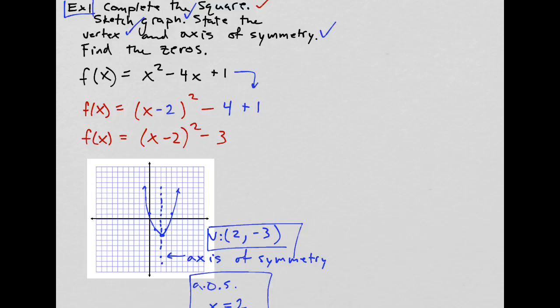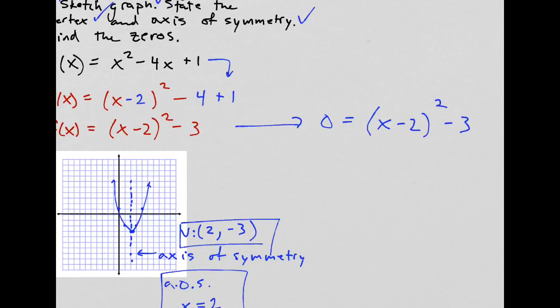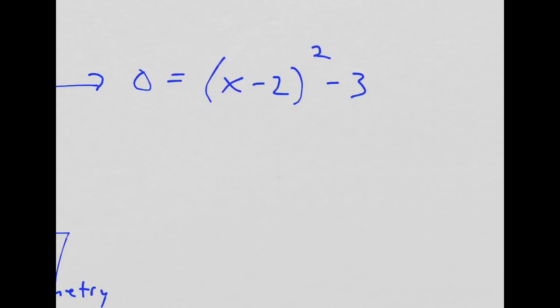F of x, right? So I'm going to take this, and I'm going to change this into 0 equals x minus 2 quantity squared minus 3. So I have this. Are we okay so far? I'm finding the x-intercepts. You find the x-intercepts by making y 0. And then I'm going to solve for x. It seems weird, but it's easy. I promise.